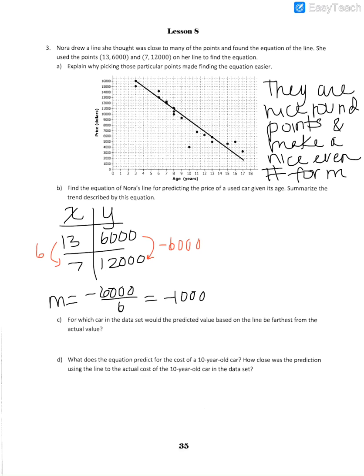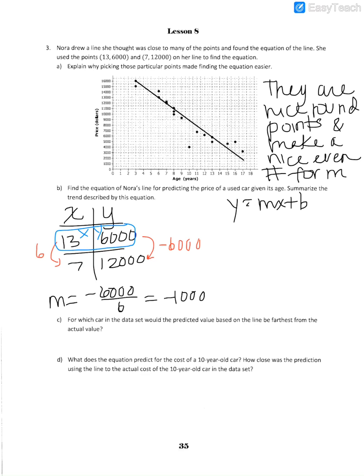All right, we're gonna go ahead and find our b now. So on part B, let's write down y equals mx plus b. We are going to find our b. We want to pick one of our points, doesn't matter which. I'm going to do the (13, 6,000). Okay, so there's my x, there's my y.